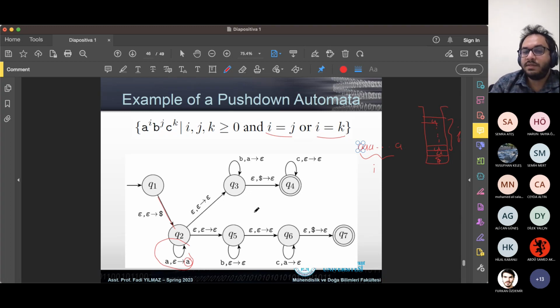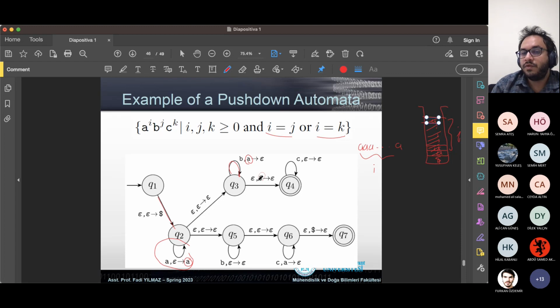Then I use non-determinism because it says either the number of B's or the number of C's is going to be equal to the number of A's. And therefore, I just use non-determinism. So this one is for J equal to I, right? After I go here, if I'm going to match I and J, reading each B, I just pop an A. I read a B, pop an A, read a B, pop an A, and push nothing. I'm just popping A's, if they're the same number, right?